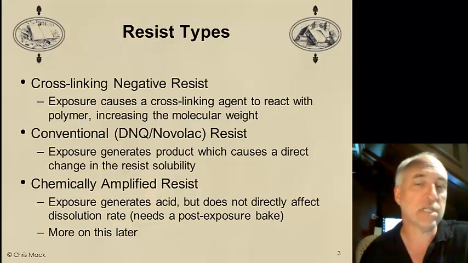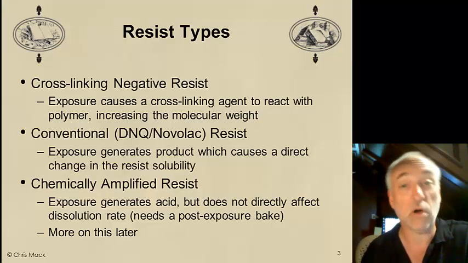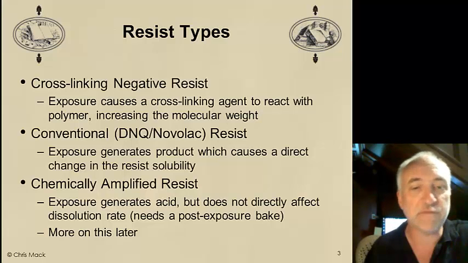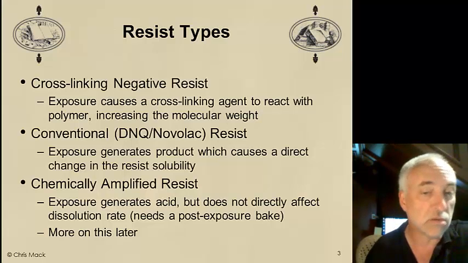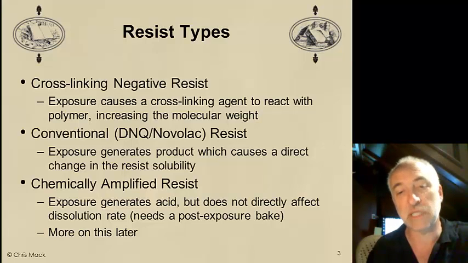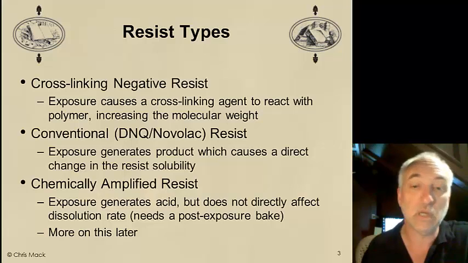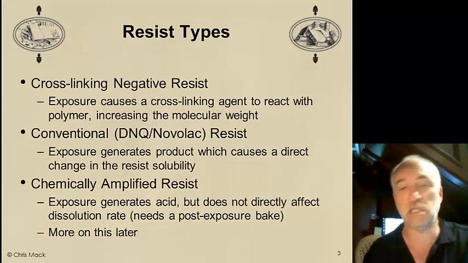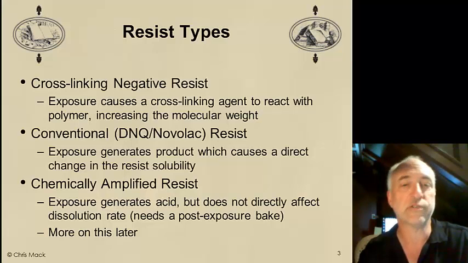Chemically amplified resists work in a different way. As I said, we'll talk about these in a subsequent lecture, but exposure does not directly affect the solubility or the dissolution rate of the photoresist material. Instead, we need a second reaction during a bake step called the post-exposure bake that causes these materials to change their solubility in developer.